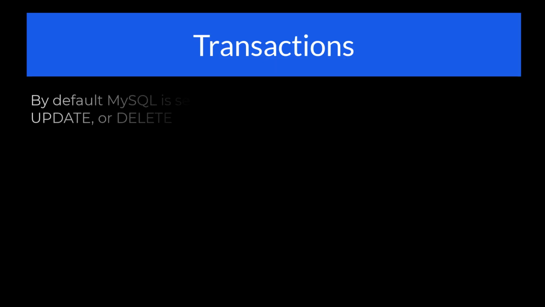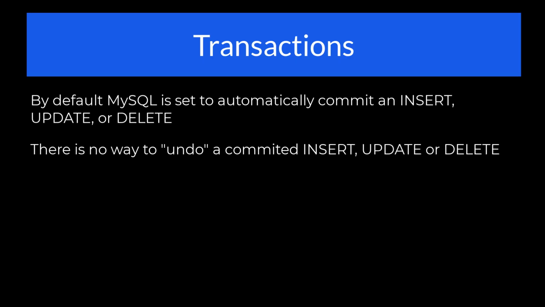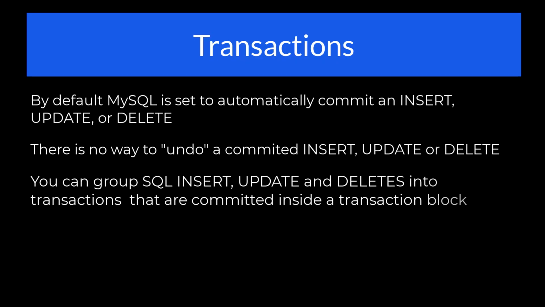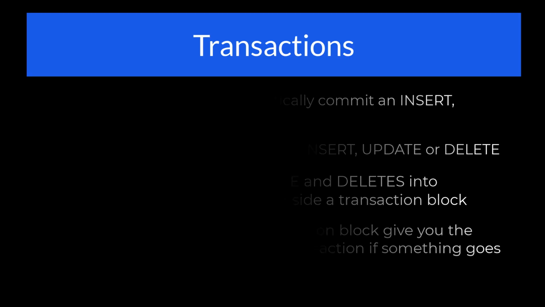In review, by default, SQL automatically commits insert, update, and delete commands. There is no way to undo a committed insert, update, or delete. However, you can group insert, update, and delete commands together to control when the transactions are committed. Grouping statements inside a transaction block gives you the ability to roll back or undo your transaction if something goes wrong.